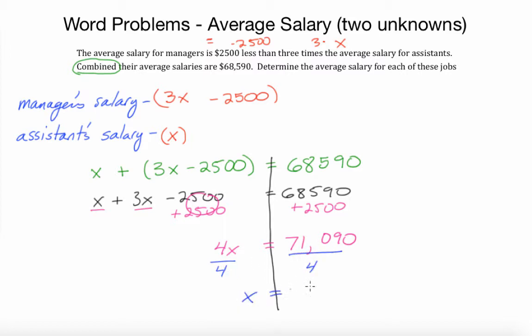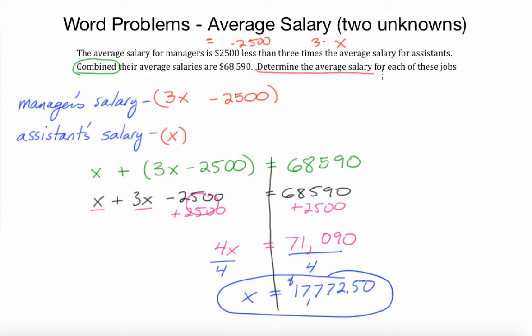So x equals $17,772.50. All right, we just solved for x, but I'm not done with the problem, right? I'm supposed to determine the average salary for each of these jobs. So what we just did was find out the assistant salary is x. We just defined that. So x is $17,772.50. We just found that portion. Now I need to use that value to find the manager's salary.